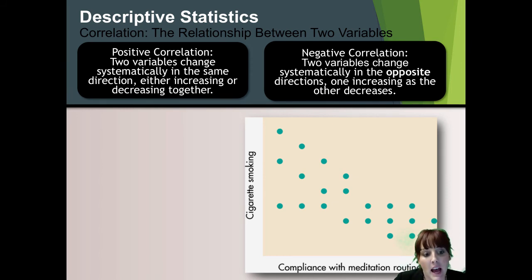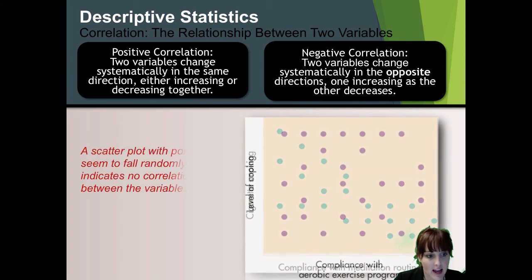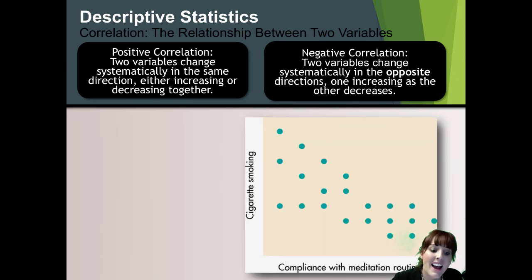And so, as in this example, as cigarette smoking increases, the compliance with the meditation routine decreases. As the compliance with the meditation routine increases, cigarette smoking decreases. So they're doing very opposite things from one another. One thing goes up, the other thing goes down. You can think of it as also the height above sea level and temperature. The further up the mountain you get, the lower the temperature goes. Those two are negatively correlated.